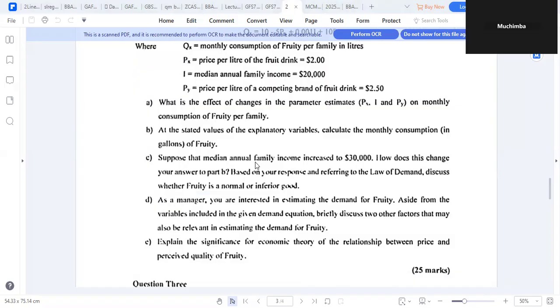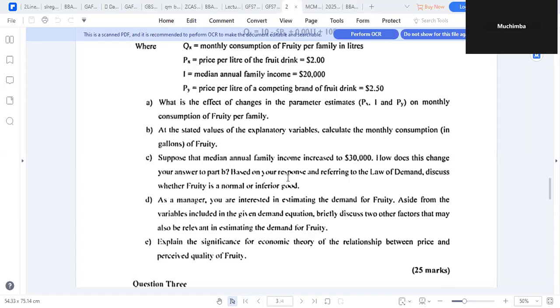Okay, so now we've been told that suppose the monthly income has increased. Initially it was 20,000, now it is 30,000. How does this change your answer in part B? And does it follow the law of demand? What does the law of demand say? If you increase income, what happens to the quantity for that particular good? If it increases, meaning it's a normal good. If it decreases, it's an inferior good. So let's see if increasing our income from 20,000 to 30,000 will increase the demand for that particular good.